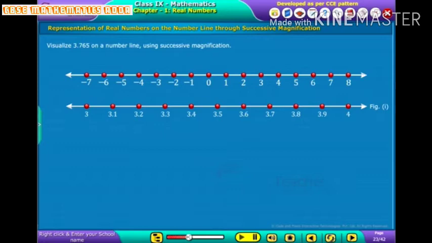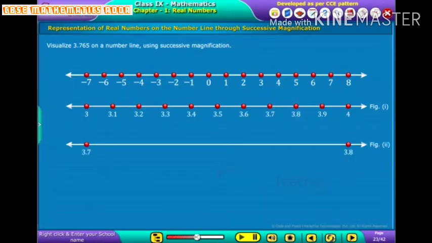Now look at the portion between 3.7 and 3.8 using a magnifying glass and realize that 3.765 lies between 3.7 and 3.8, as shown in figure 1. So, let us now divide this portion into 10 equal parts and represent them as 3.71, 3.72, so on up to 3.8, as shown in figure 2.